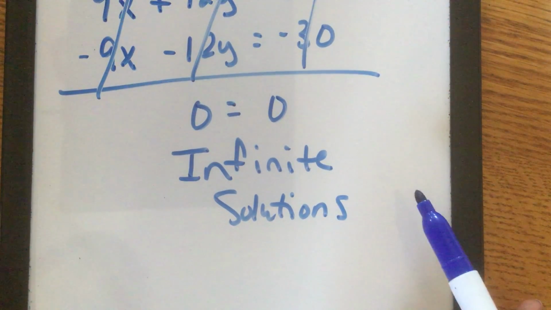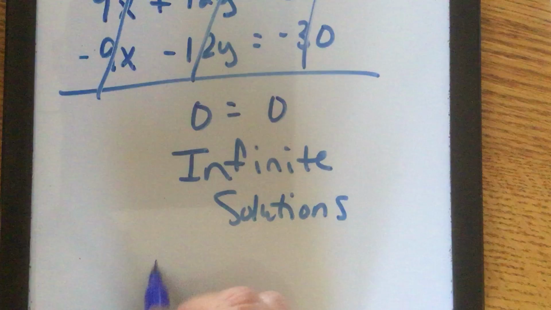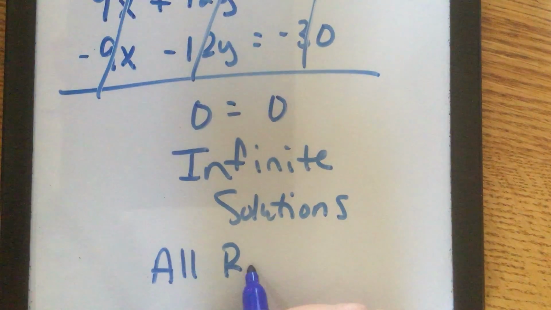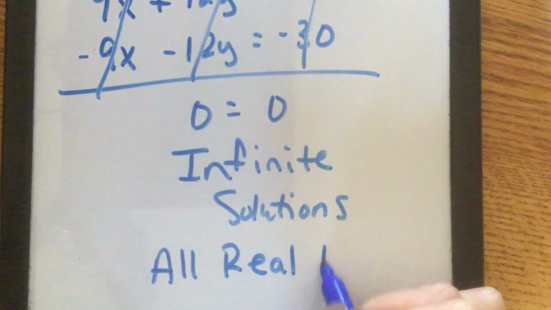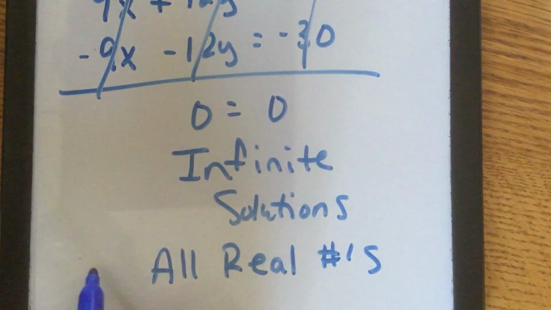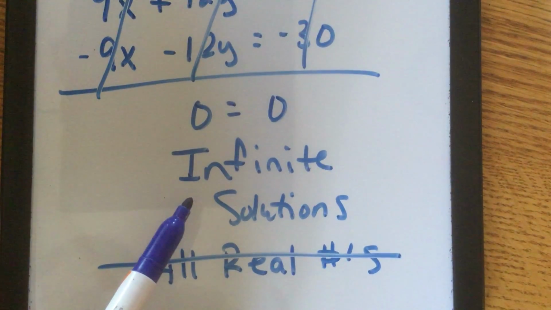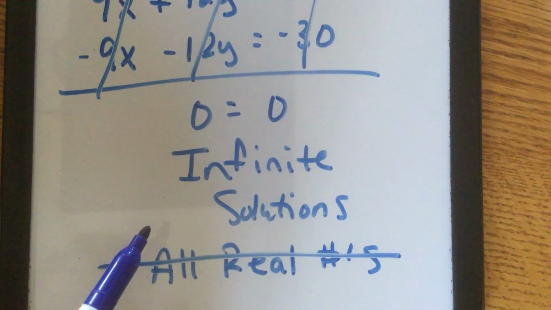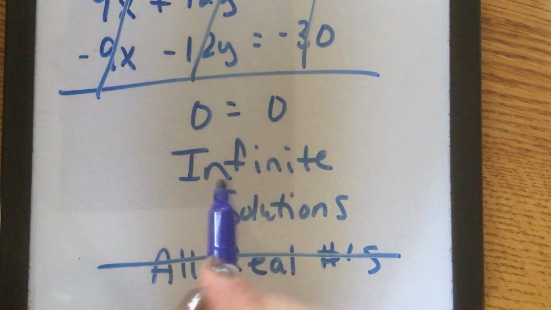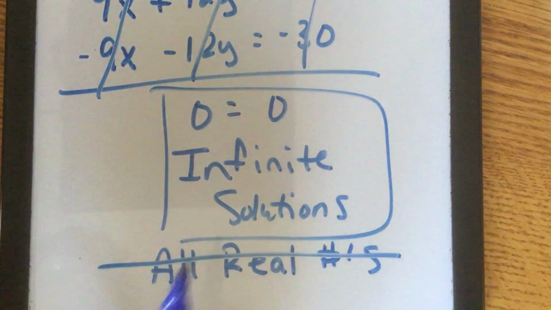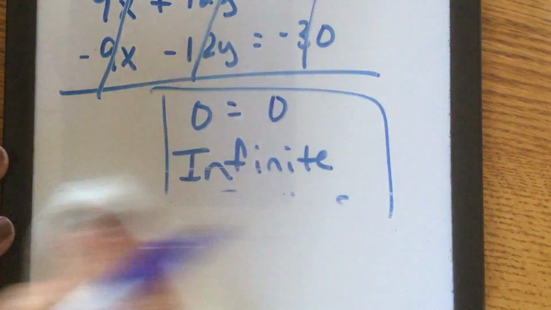That's not the same as saying all real numbers. So sometimes when we're solving equations, we would get all real numbers. That is not what you're going to say here because not every number works, but there's an infinite number of solutions that do work, okay? So that's the first thing. 0 equals 0 means you have infinite solutions, okay?